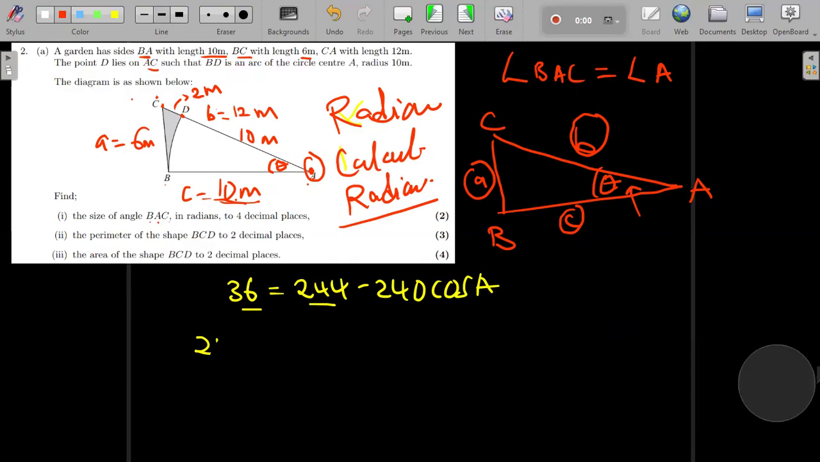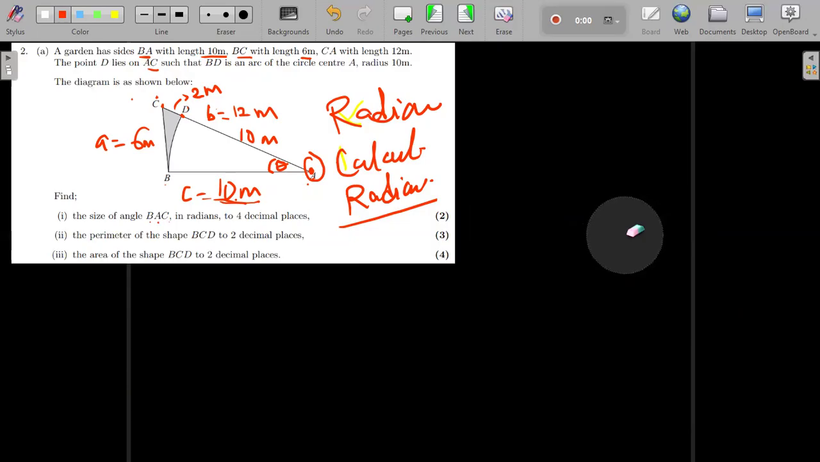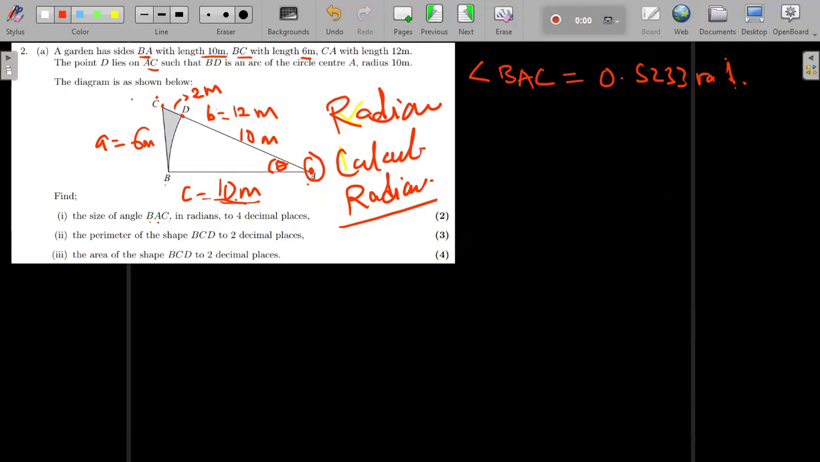All right, so any questions there? Okay, any questions there, guys? Right, so I'll proceed if there are no questions. I'm going to write here what we found. So we found that angle BAC is equal to 0.5233 rads. So this is our angle. All right, so we've found question 1. Let's go to question 2.